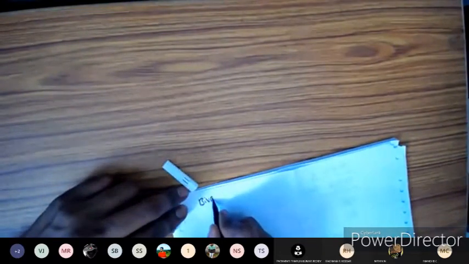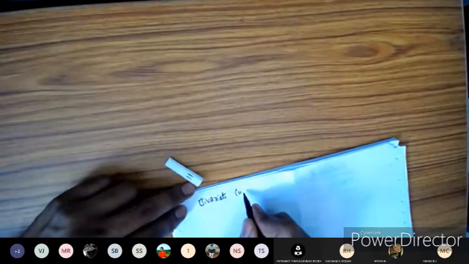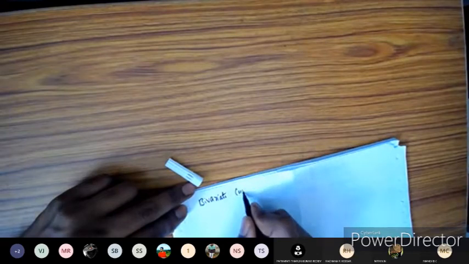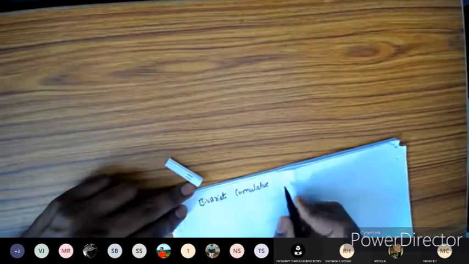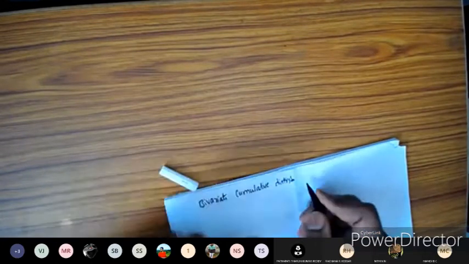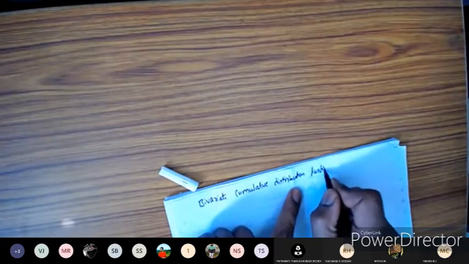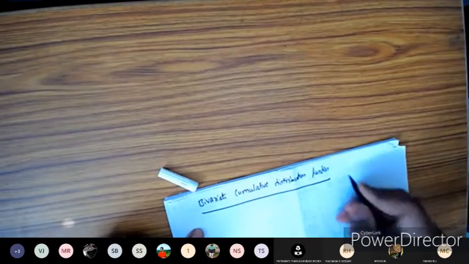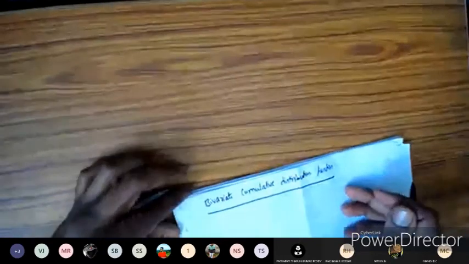Let us define the bivariate cumulative distribution function, the bivariate CDF. It is similar to what we have seen in module 1. We just consider two random variables, that's the only difference here. So we can call it the bivariate cumulative distribution function.